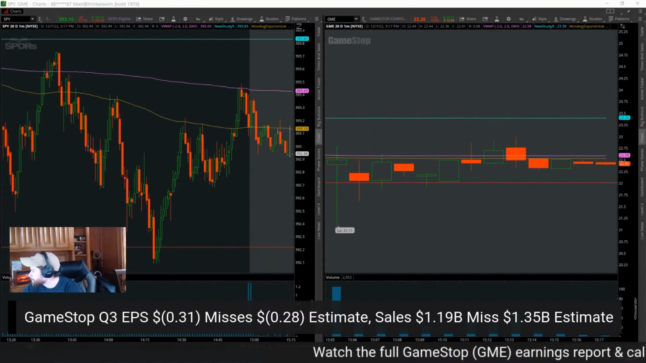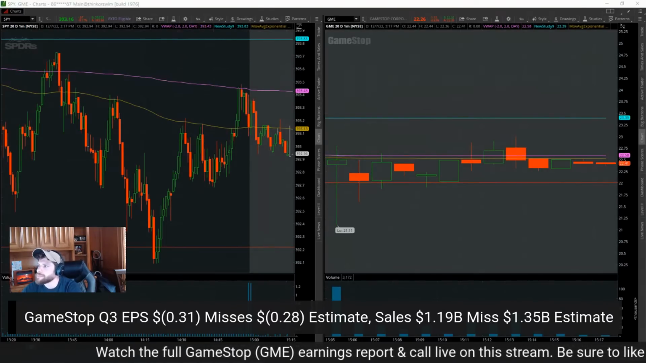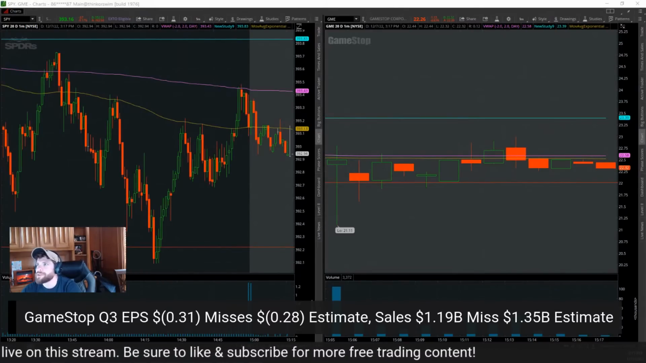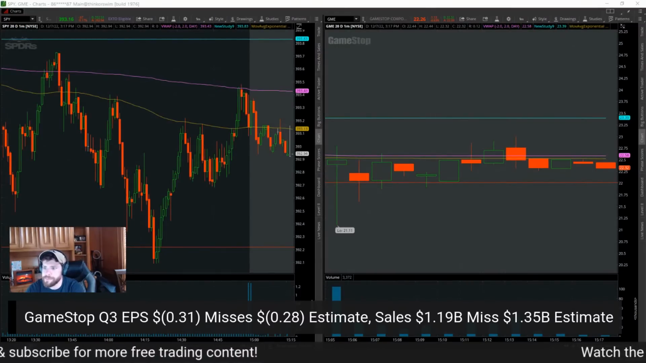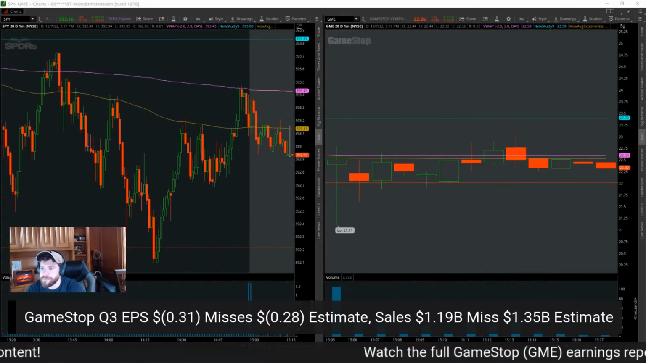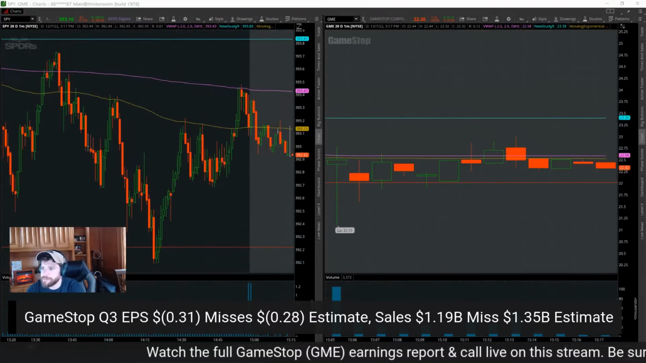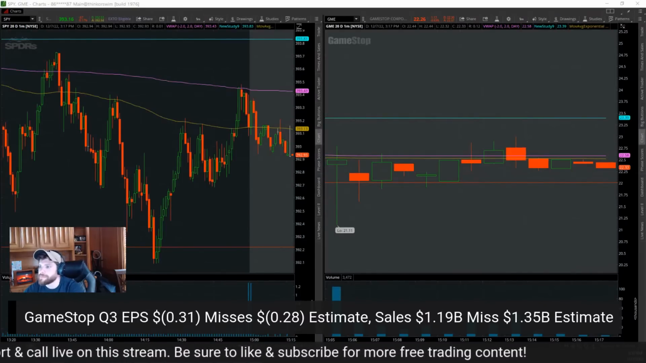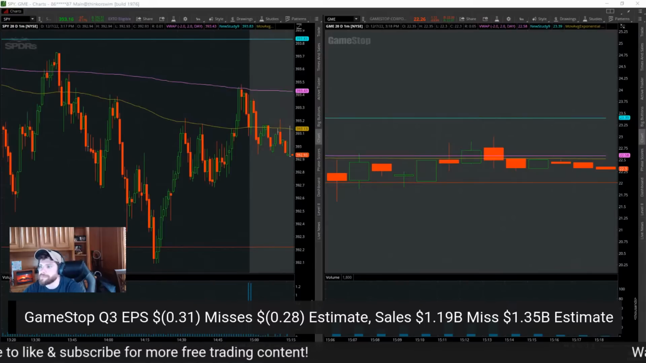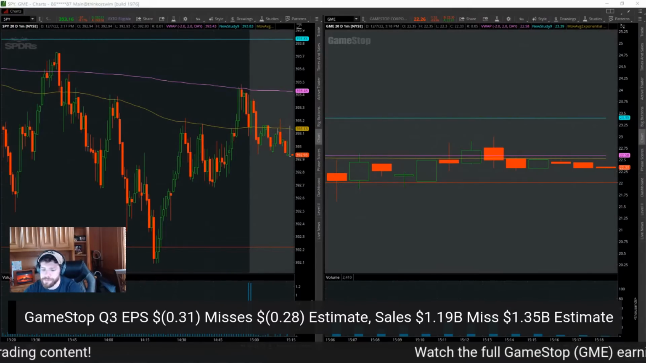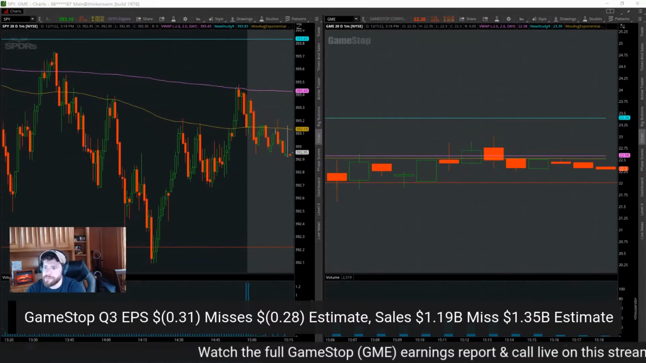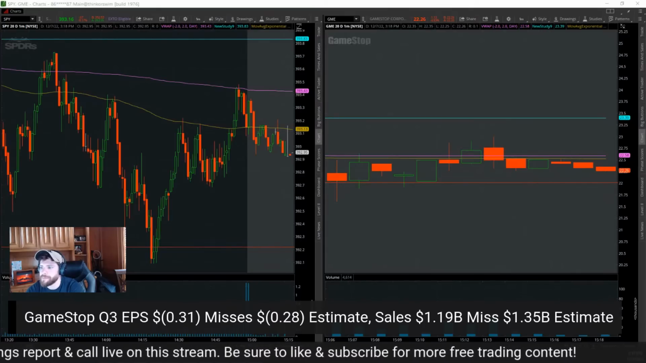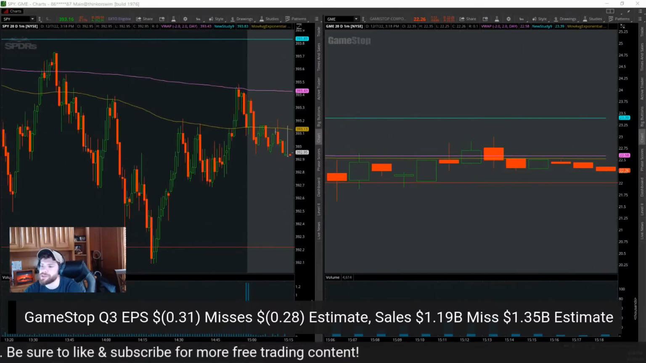You can hear the music, right? All right, so we're under the volume weighted average price. All right, we're back down to 22.30s. All right, so now we're starting to come back a little bit. Let's see, $22 seems like a reasonable support level.